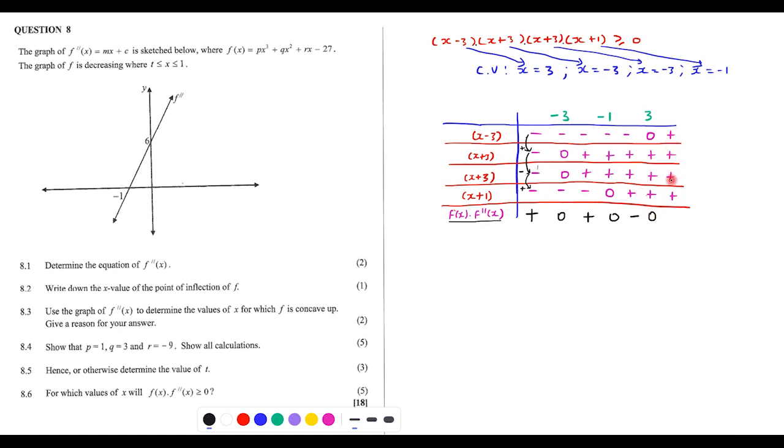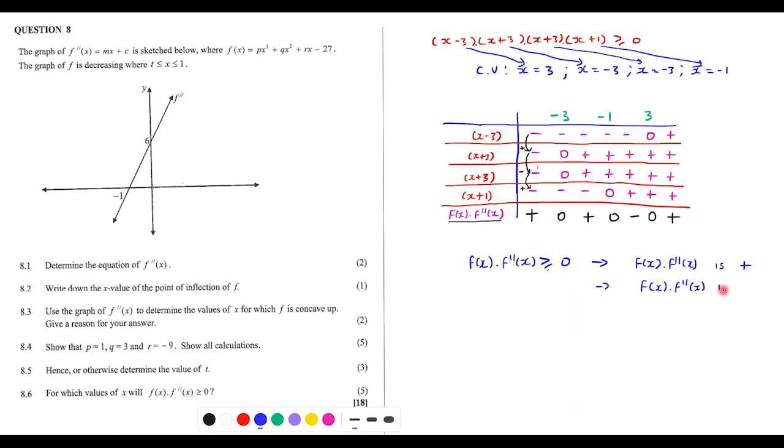Now, after doing this, I'm going to go to my question. Finally, the question said f of x times f double prime of x is greater than or equal to 0. So what does this mean? This implies that the greater than 0 part means the product of f of x and its second derivative must be positive, and secondly, the product must be 0, right?